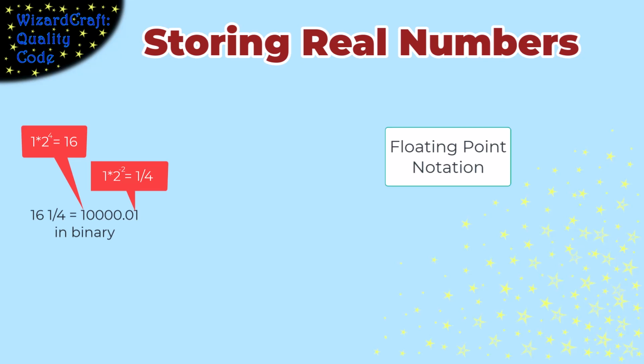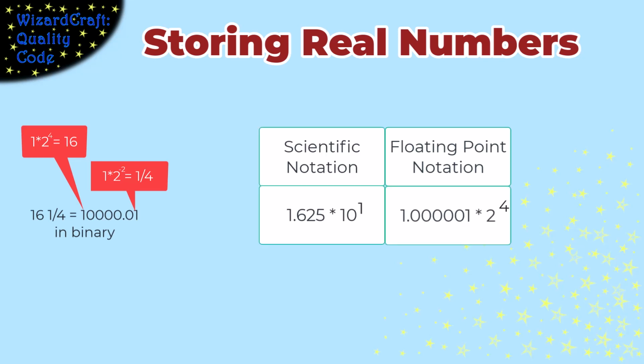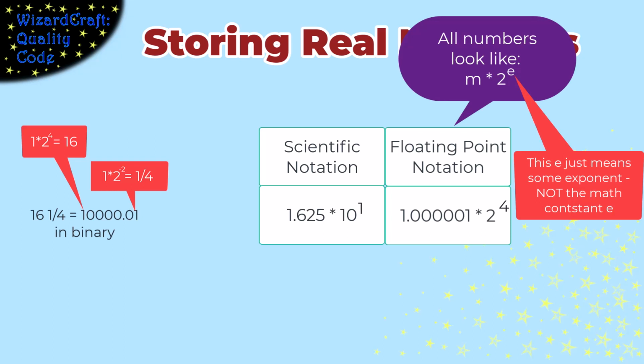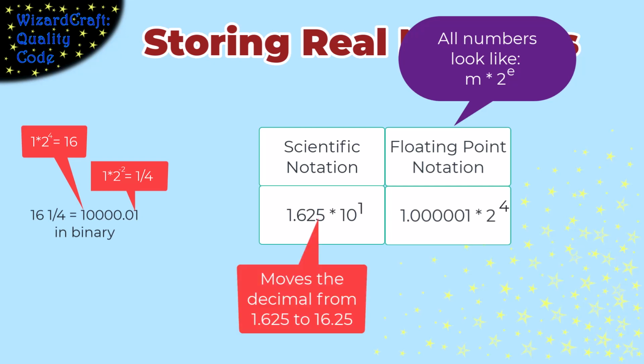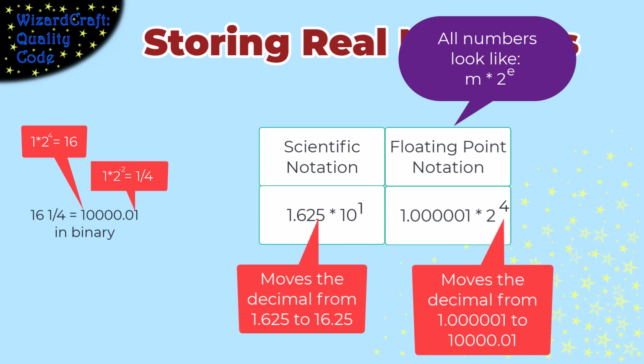For the details of that format, check out the video above. But for this discussion, it's enough to know that floating point notation is very similar to scientific notation. Real numbers can be represented as a number times 2 to a power. We use the powers of 2 instead of the powers of 10 because we're storing everything in binary. Just like multiplying by 10 moves the decimal place 1 position in base 10, multiplying by 2 moves the decimal place 1 position in binary.